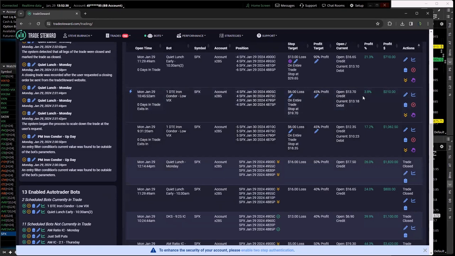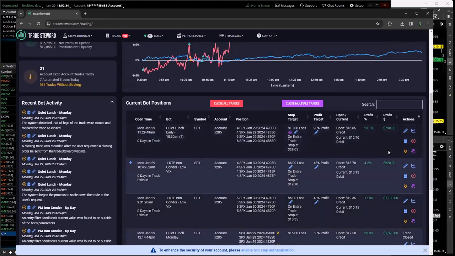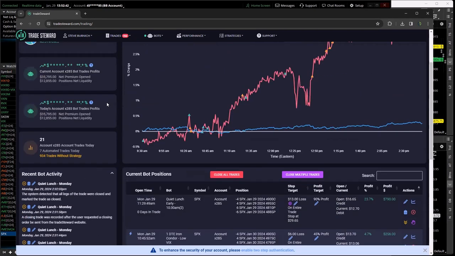I meant to do more, so I layered in a little bit later. That one's up just a little bit. And then another quiet lunch tranche I'm currently still in, up 23%. So those are my bots. So total on the bots today, up about 9,200. Booked another little over 1,000 on a small NTT trade.